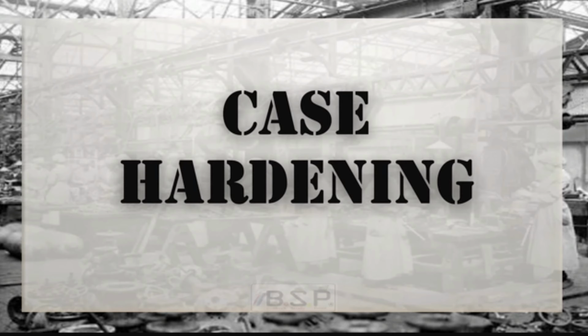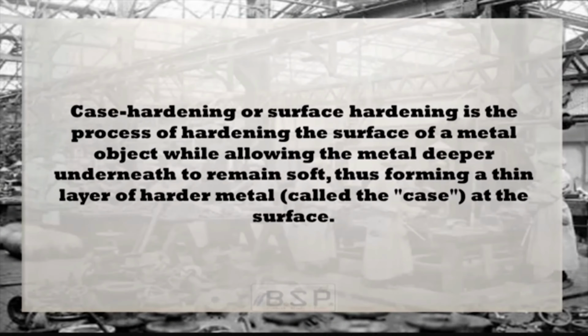So our last type is case hardening. Case hardening is also called as surface hardening. What happens here is that we harden the surface of a metal object while allowing the metal deeper underneath to remain soft. So that means the outer layer is hard and the inner layer remains soft.